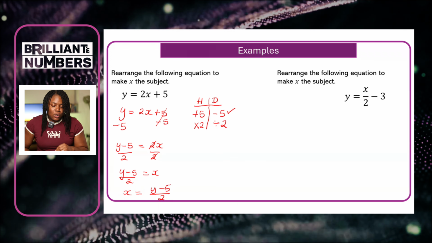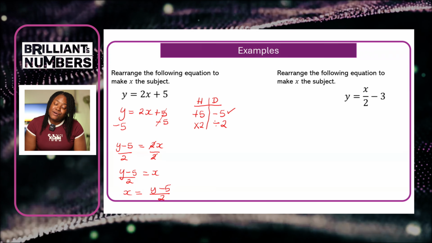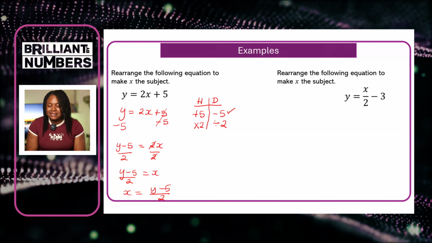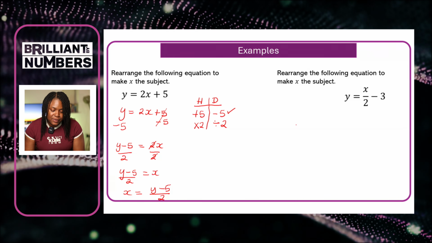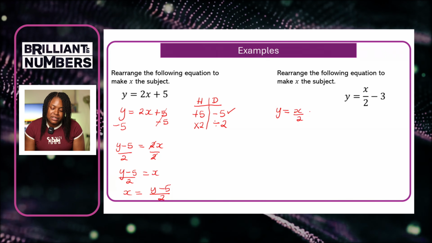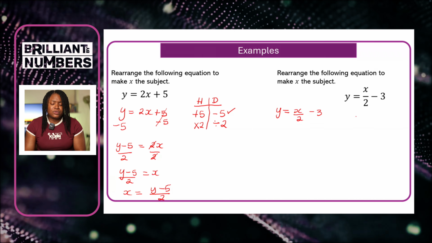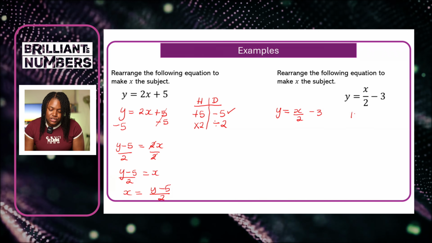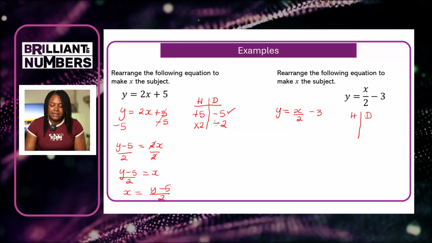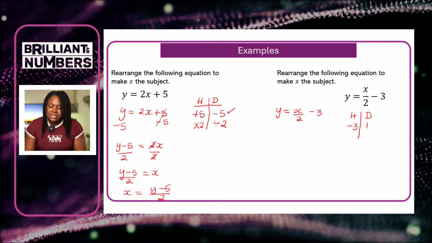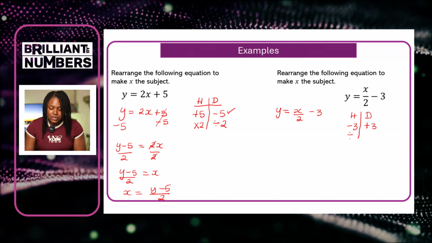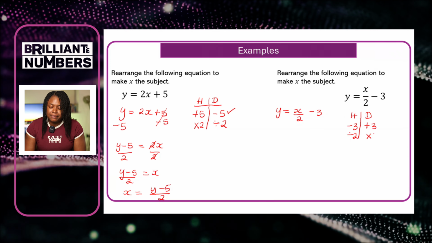Absolutely brilliant. We move on to our second example, where we are asked to rearrange the following equation also to make x the subject. So again, I'm going to rewrite my equation, y equal to x halves minus 3. I'm going to write what I have in the question and what I need to do. So operations that we've got is minus 3. I'm going to need to add 3. I also have a division by 2. So I'm going to need to multiply by 2.